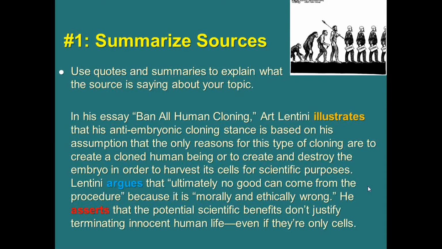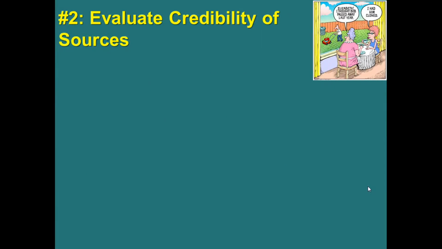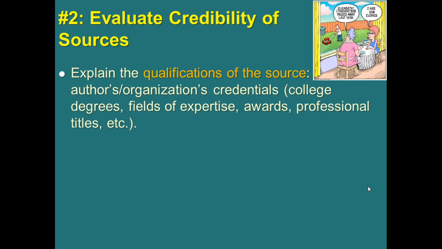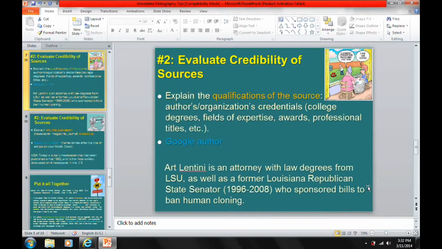Now we can talk about number 2. Evaluate credibility of sources. And this is a lot easier than it might sound. So you want to explain the qualifications of the source. The author, first of all, the author or the organization's credentials is important. We have an author here. How do we know his credentials?